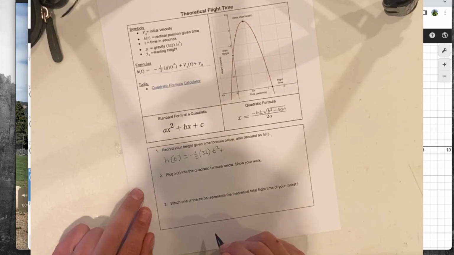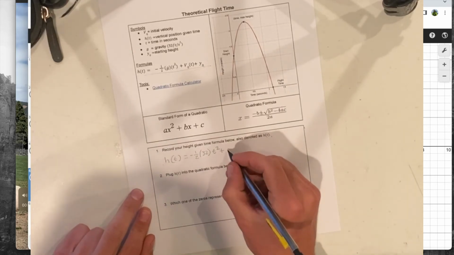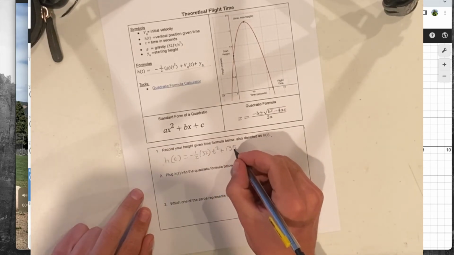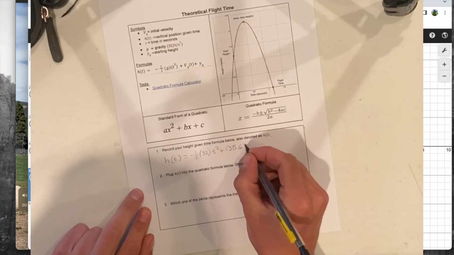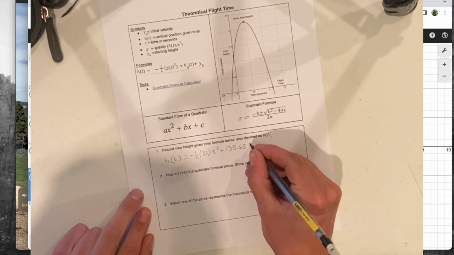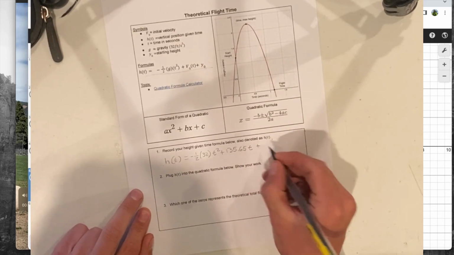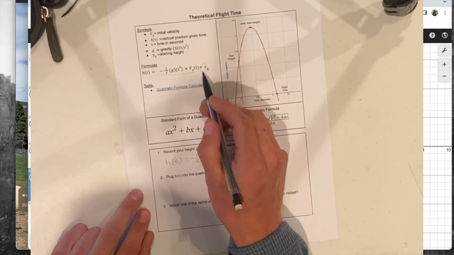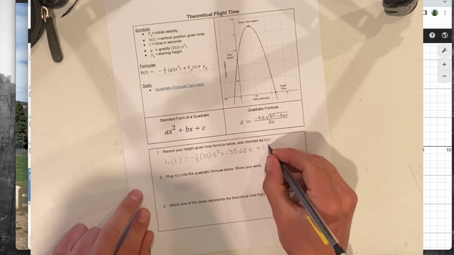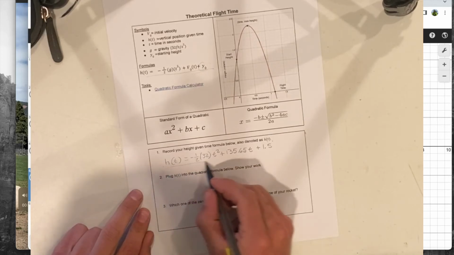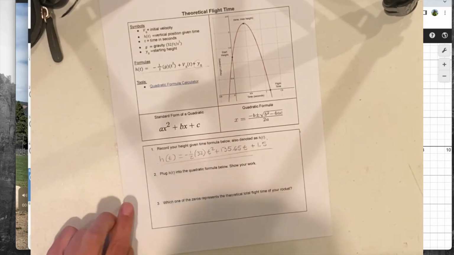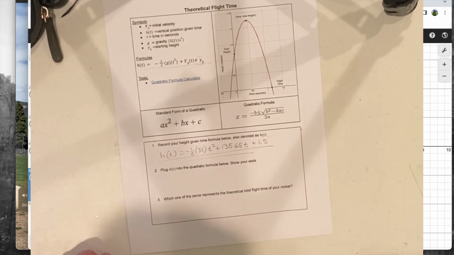Plus our initial velocity, which we calculated earlier, which is 135.65 times t. And then lastly, we're going to be adding our start height, which is y naught, and that's 1.5 feet. So this right here is the formula that describes our rocket's height given time. So our next step is we're going to plug our formula into the quadratic formula and write it out below.